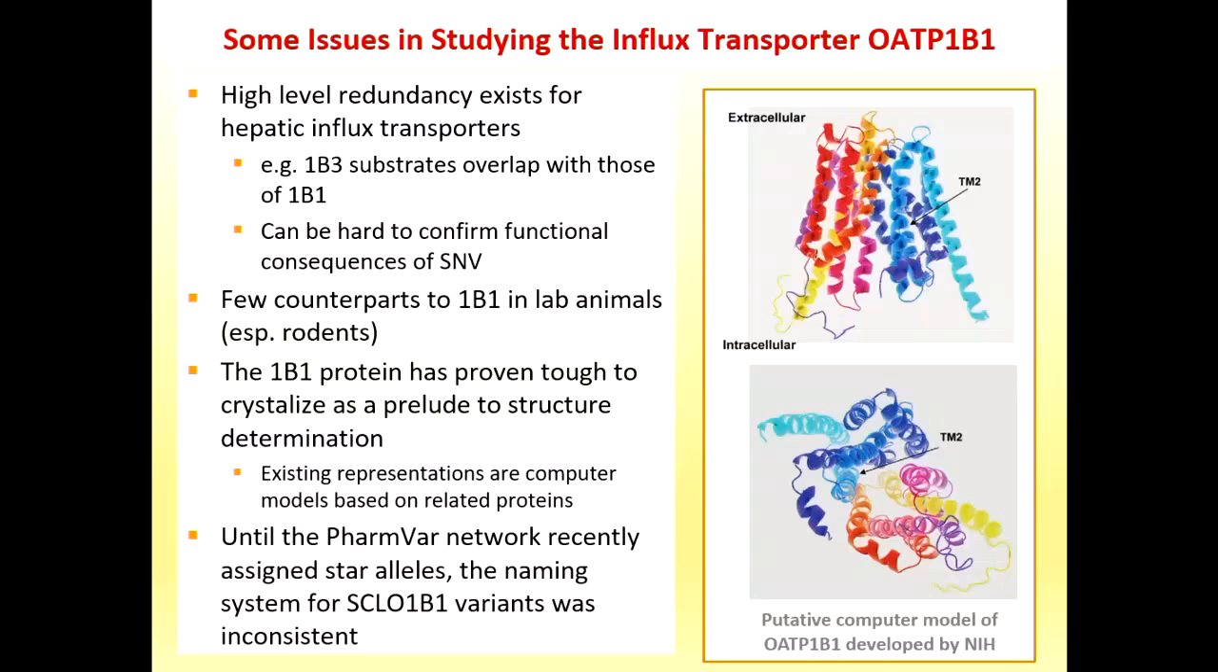Also, there's no real 1B1 counterpart in lab animals, rats or mice, so this makes it tough to study this protein's function for particular drugs in an animal model. So what you need to do basically is express a human transgene in an animal, create a transgenic model, if you want to look at this pathway. Also, there is a very chaotic naming system for allelic variants of SLCO1B1, which made it difficult for people to get their heads around different variant forms and their functional properties.